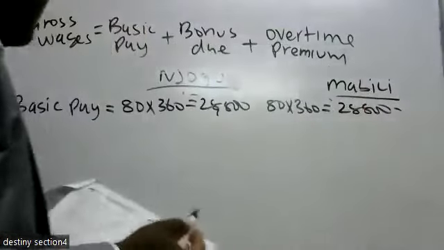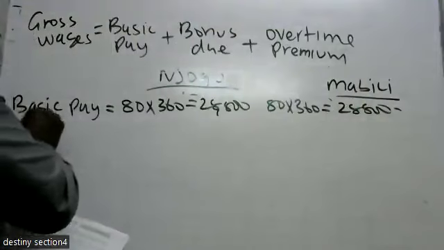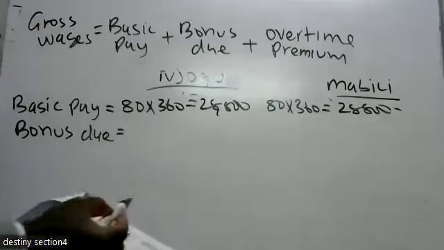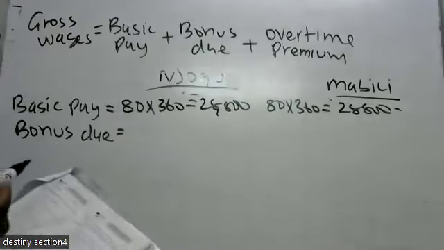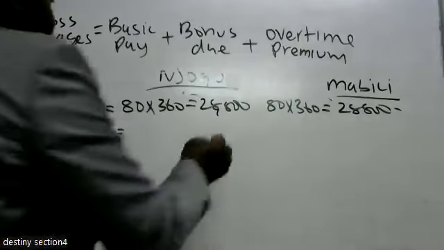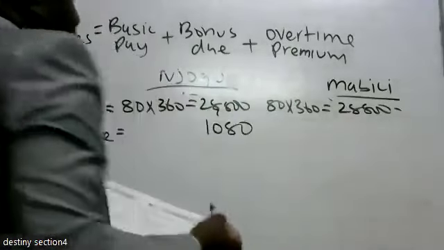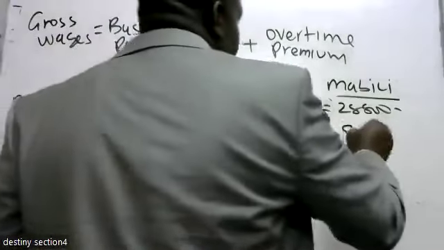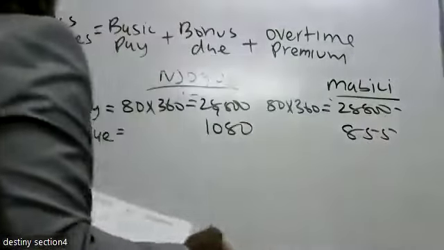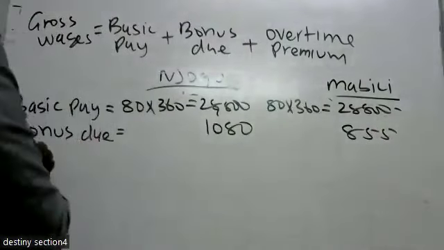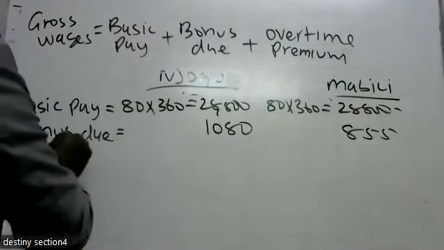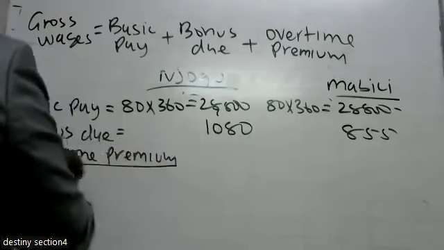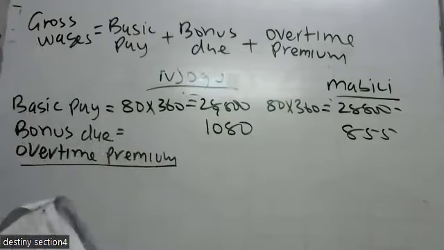The bonus you have already calculated. Jogo, we got 2. How about Mabili? 855. Then there is now overtime premium. There is overtime.